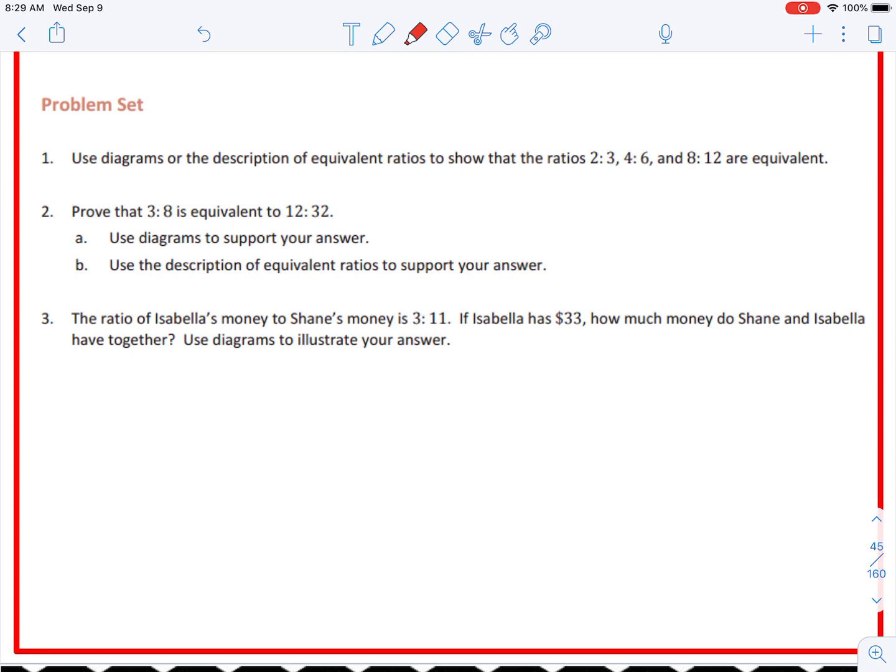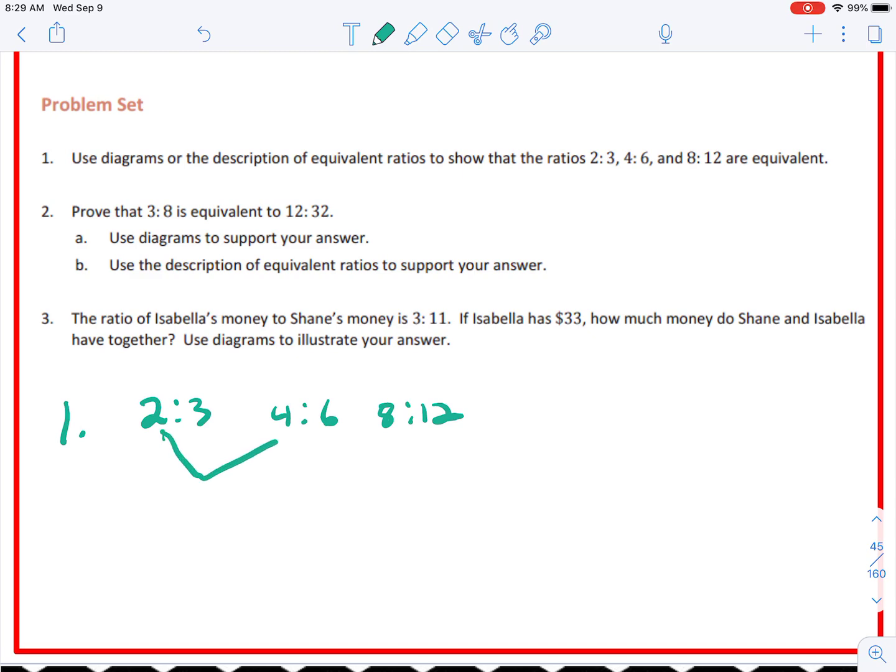So we're going to go over the problem set together real quick, and then I'm going to send you the exit ticket for you guys to do. Okay, so number 1 says, using diagrams or the description of equivalent ratios, show that the ratios 2 to 3, 4 to 6, and 8 to 12 are equivalent. Okay, so I'm going to write down 2 to 3, 4 to 6, and 8 to 12.